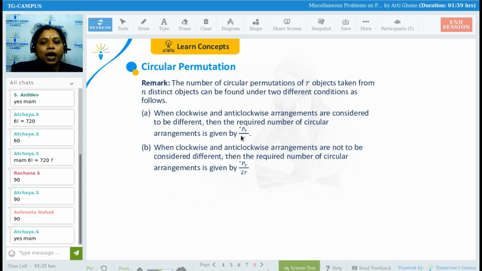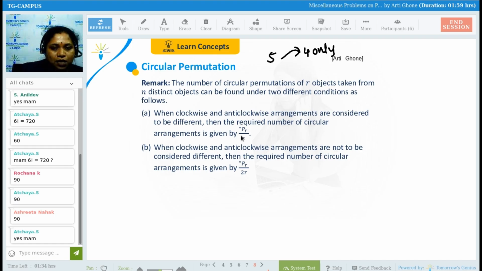Like, see, I am giving the question. I have 5 candidates for an interview, and a circular panel is set to take the interview. So in how many ways can 4 candidates be arranged with the interviewer? So I have 5 candidates, but the arrangement is of 4 only. Clear? So what is the answer?